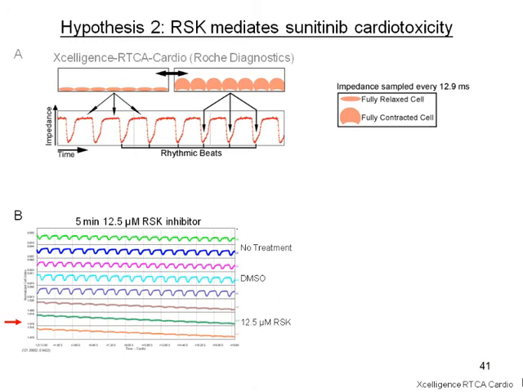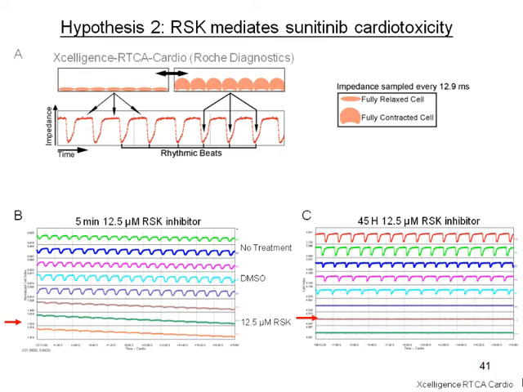So what you're looking at here is a number of different wells on the xCELLigence system. The top two wells are no treatment, and then vehicle, DMSO. And then below here, 3 wells where I treated at a low concentration of 12.5 micromolar of RSK. And within 5 minutes, I had a significant decrease in amplitude as well as decrease in contractility of the cells. So I thought that was kind of odd, and I wanted to look at it throughout a longer time course. And by 45 hours, I didn't see any rescue of contractility of these cells. But I knew based on the LDH assay and ATP assay that these cells are happy and alive.